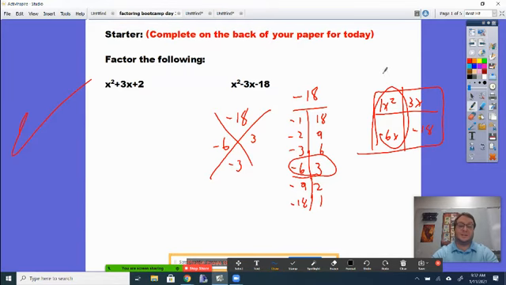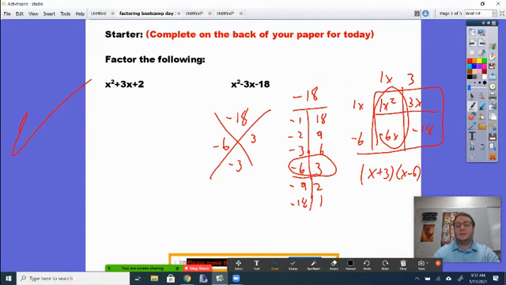We're going to say, hey, what can you take out of both of these? It's going to be 1x. 1x times 1x is going to give me that 1x squared. Negative 6 times 1x is going to give me negative 6. And then 3 times 1x is going to give me 3. And I end up with x plus 3, x minus 6.